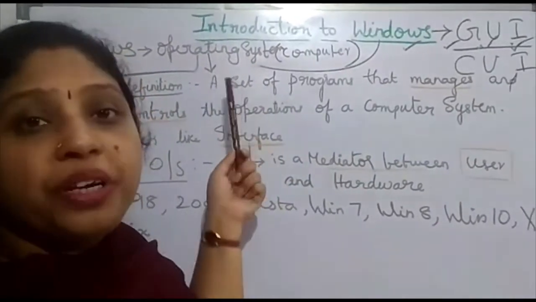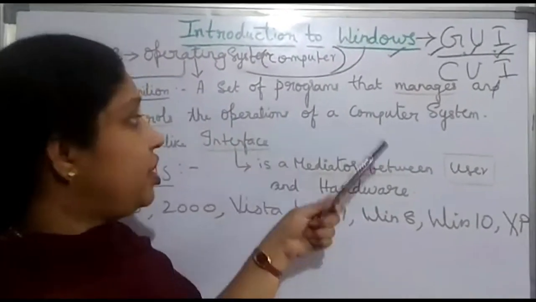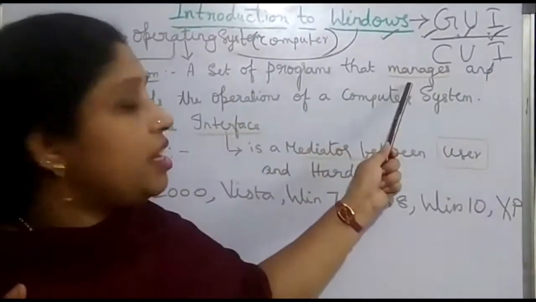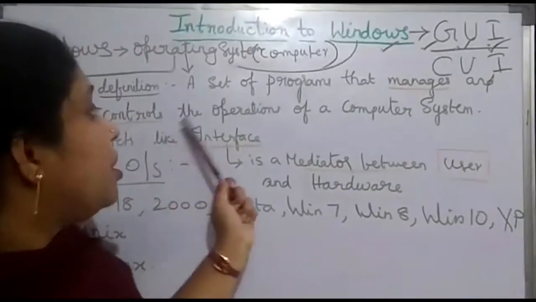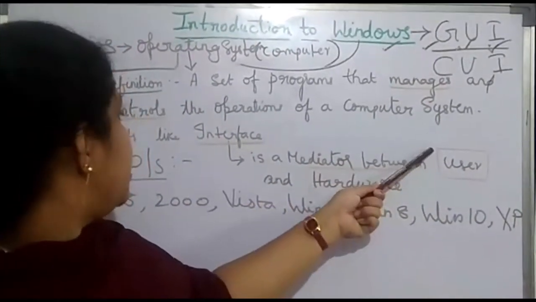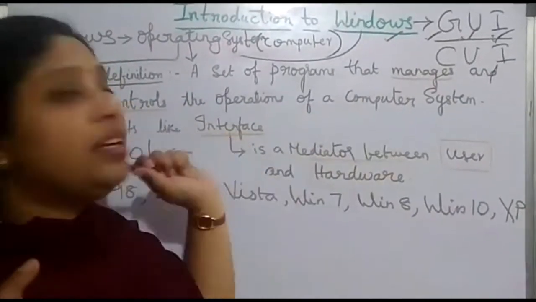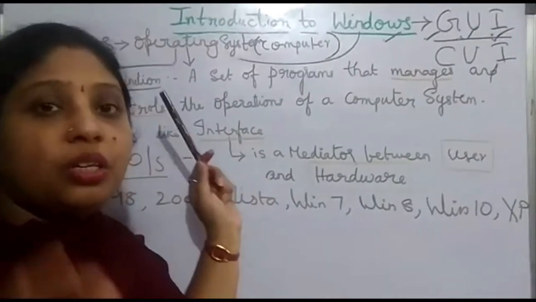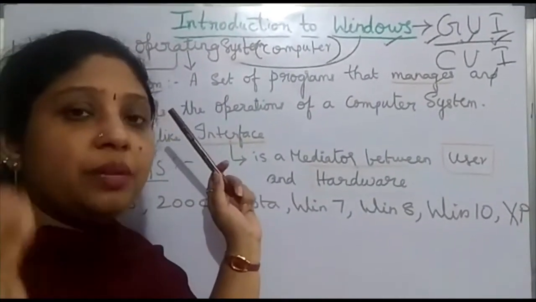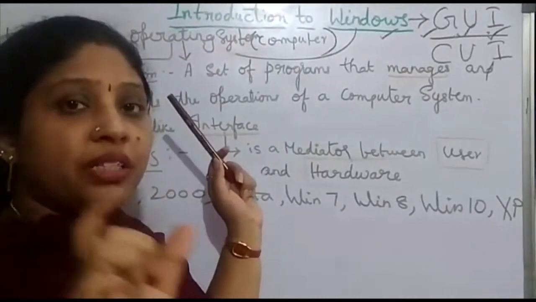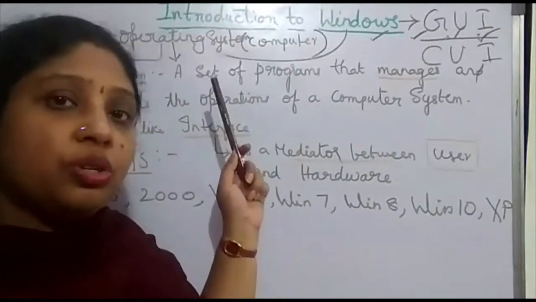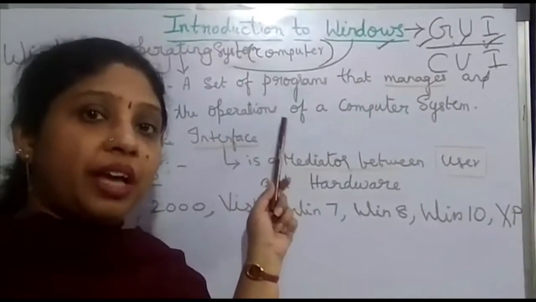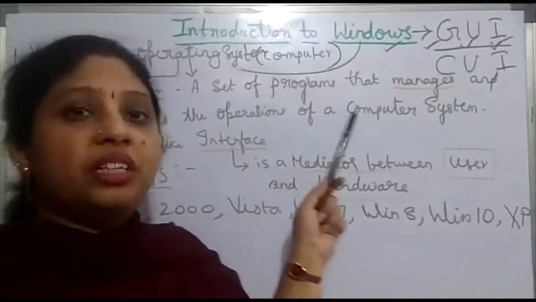Next, what is an operating system? Now I am just going to read the definition. Just see: a set of programs that manages and controls the operations of a computer system. What is manages and controls? For example, you are giving the operating system a question. I'll take a mathematical operation. For example, 2 plus 2 should give only the answer 4. It should not give 8. So controlling will be done by the operating system to give the correct answer.